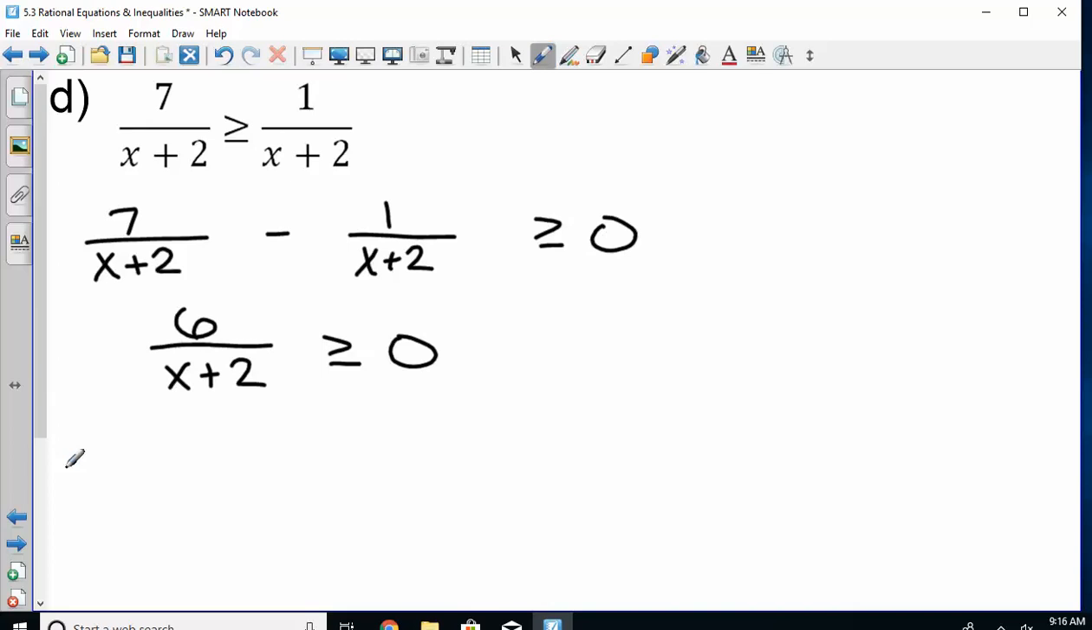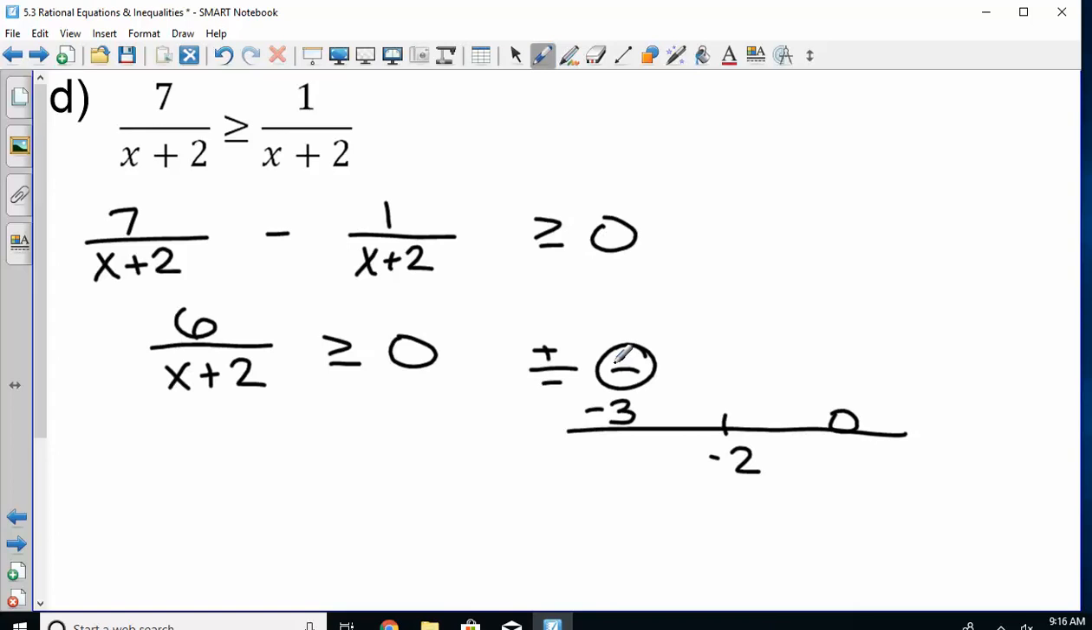So now, what makes the top 0? Nothing, so we don't have to worry about it. What makes the bottom 0? If we do our test points, what's smaller than negative 2? Bigger than negative 2? 0. So if you plug in negative 3, 6 is positive no matter what. Negative 3 plus 2 is negative. Positive divided by a negative?